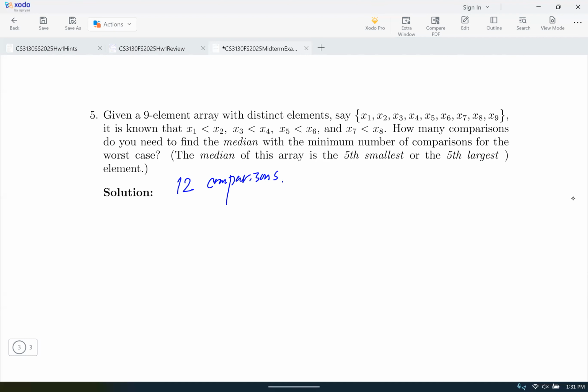Let me talk about the idea. So they split into two groups: X2, X1, X4, X3. You can split.